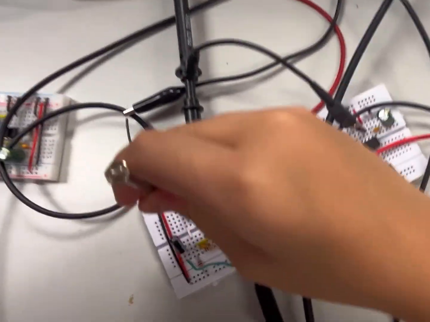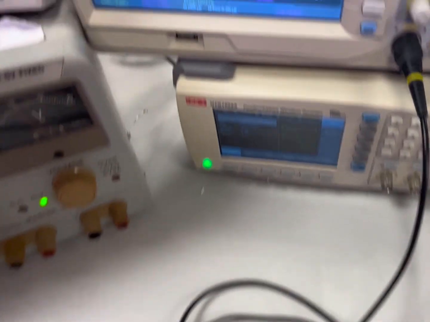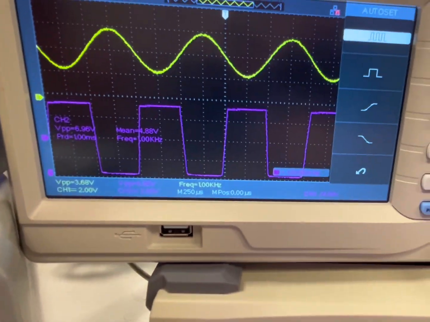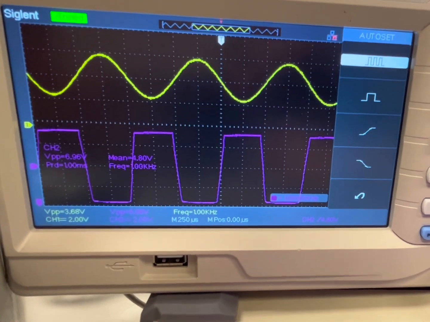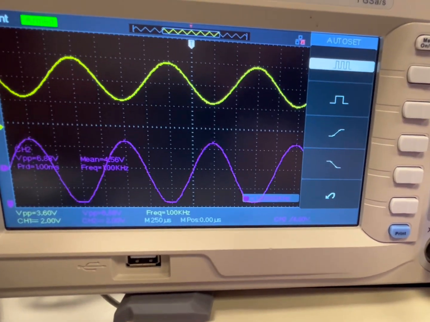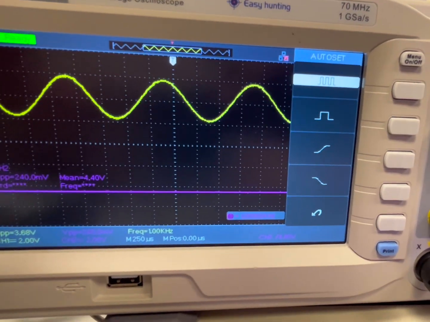By turning the trimmer, we can see how the output waveform is affected. By adjusting the trimmer, the waveform output will be amplified, and at some point, the waveform will become saturated and be cut off.